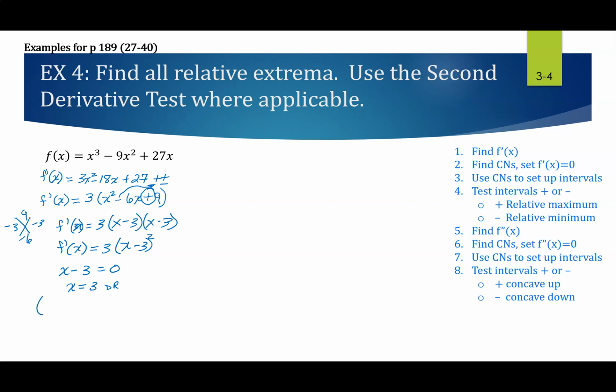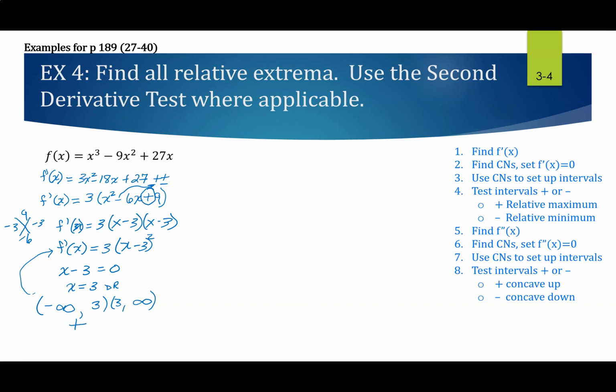Setting up my intervals, polynomials are perfect everywhere, so they have a domain of negative infinity to infinity. So negative infinity to 3, 3 to infinity. Now it's time to test it. Pick some easy number between negative infinity and 3, like 0, and plug it back into my derivative. So 0 minus 3, negative 3. Square it, you get positive. Positive times the 3, positive interval.